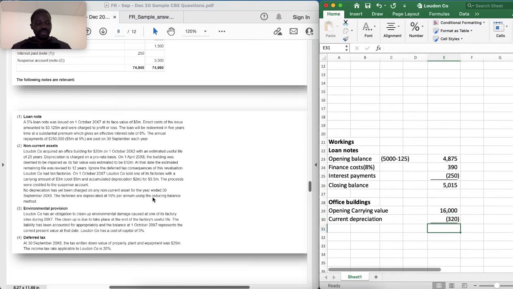Then we need to sum that. This is the balance as at 1 April 20x8. Now we are told that it was impaired. So we have an impairment.